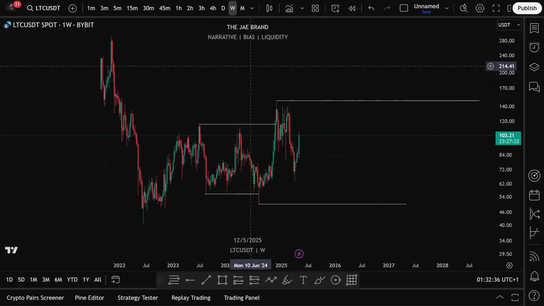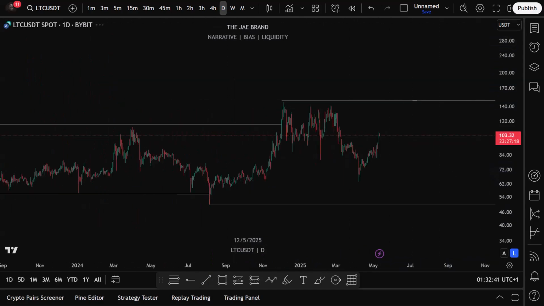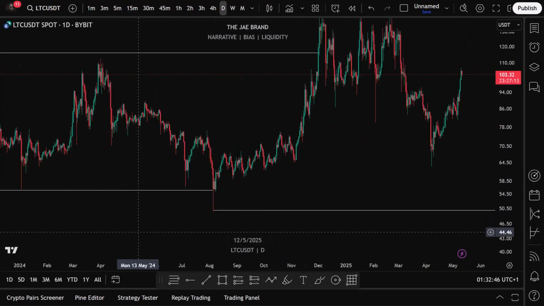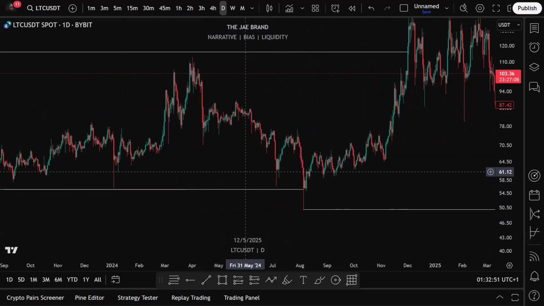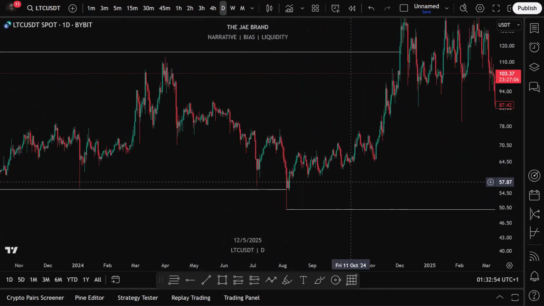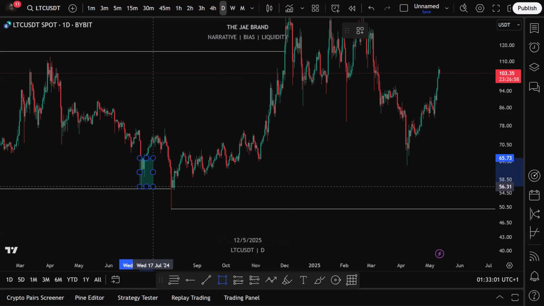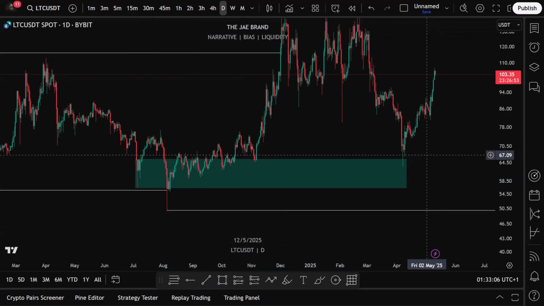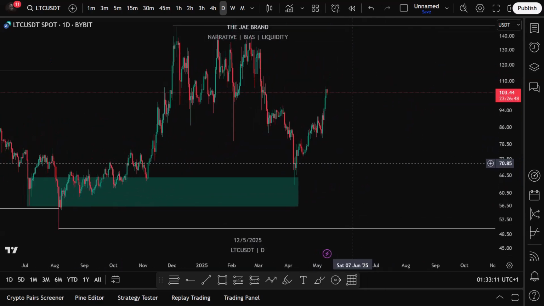Scaling down to the daily time frame, I can see an order block that has been reclaimed, which is this. This is just pure price action. I'm still coming to my entry model. You can see another order block that has been reclaimed, and then I'm looking for buy opportunities.